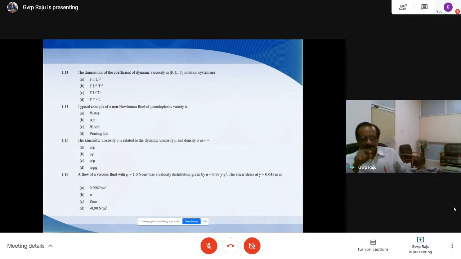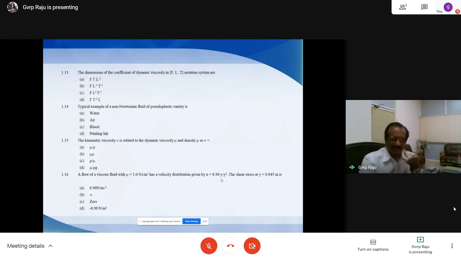So the equation is the shear stress is equal to mu into du by dy. So du by dy means 0.9 minus 2y. Now the value of y is 0.045 meters. So du by dy is 0.9 minus 2y. If we substitute the y value 0.045, 2y is 2 into 0.045, so that is 0.09. So 0.9 minus 0.9, du by dy is equal to 0.